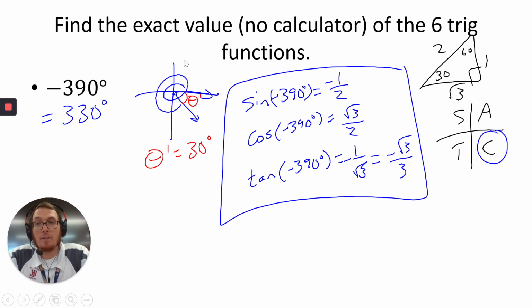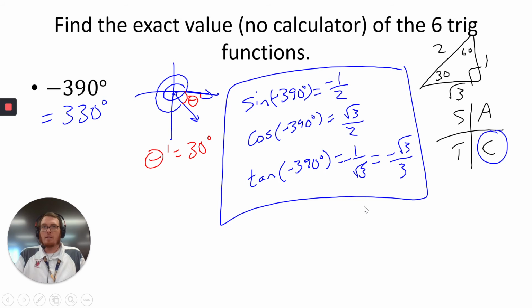Negative 390. Notice I went around the circle one time backwards. And then there's 30 degrees left over, which puts me here. So the reference angle is 30. The other option is you keep adding 360 till you get to a positive. The reference angle is 30 degrees, so I'm going to use the 30, 60, 90 triangle. And it's in quadrant 4, so notice my cosine value is positive, but sine and tangent are negative.